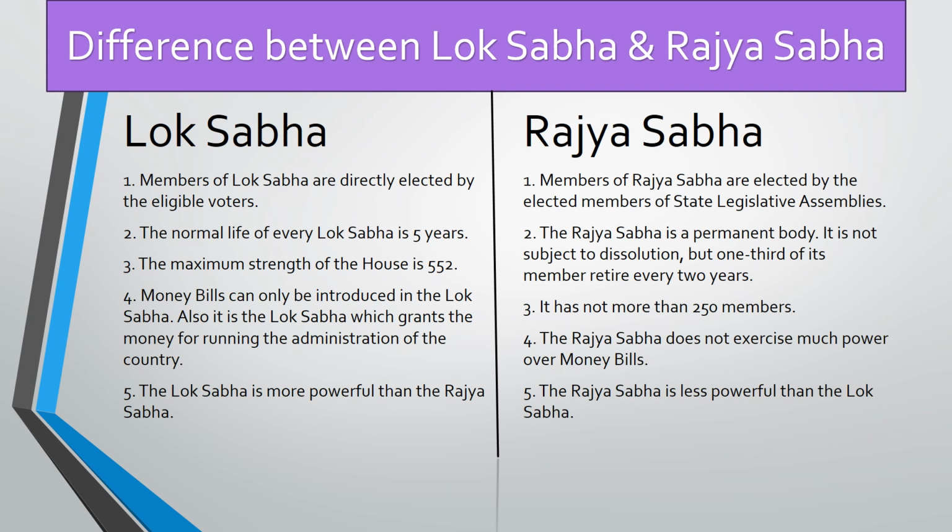In Lok Sabha, the maximum strength of the House is 552. In Rajya Sabha, it has no more than 250 members. In Lok Sabha, money bills can only be introduced, and it is the Lok Sabha which grants the money for running the administration of the country. The Rajya Sabha does not exercise much power over money bills. The Lok Sabha is more powerful than the Rajya Sabha, and the Rajya Sabha is less powerful than the Lok Sabha.